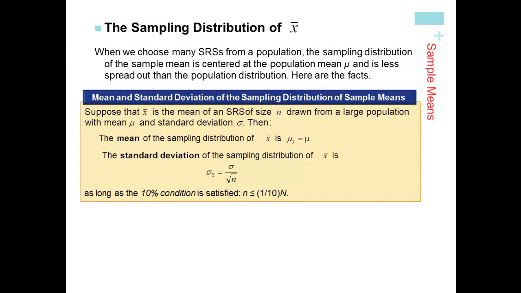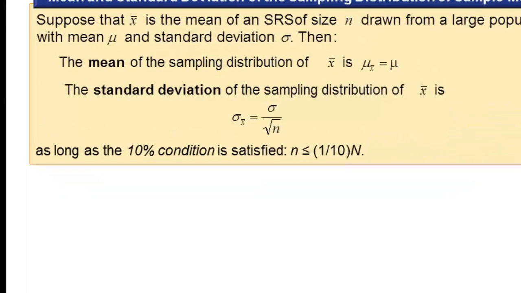When we choose a simple random sample from a population, the sampling distribution of the sample mean is centered at the population mean mu and is less spread out than the population distribution, very much like they were for proportions. Here are the facts. The mean and the standard deviation of the sampling distribution. Suppose that x bar is the mean of a simple random sample of size n, drawn from a large population with a mean of mu and a standard deviation of sigma.